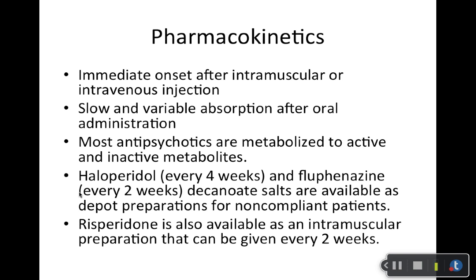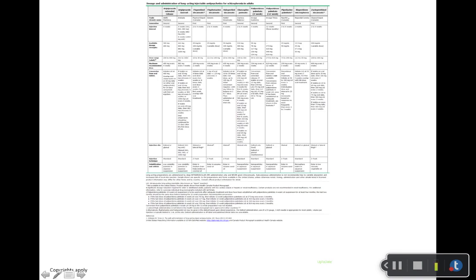And so that's where the kinetics are relevant. So you don't necessarily have to stress about the kinetics. I normally don't test you guys over that. However, I do want you guys to know that those different products are out there. So here's a great table: dosages and administration of long-acting injectable antipsychotics for schizophrenia in adults. Great as far as the products that are available.